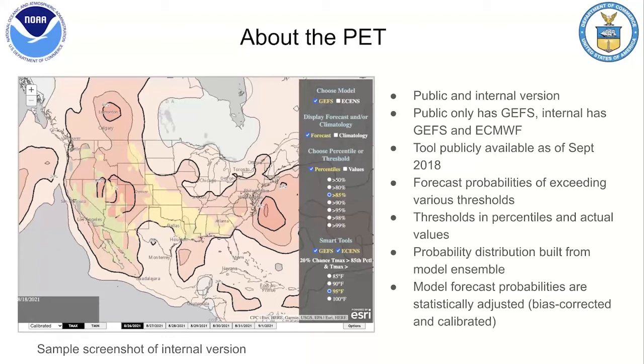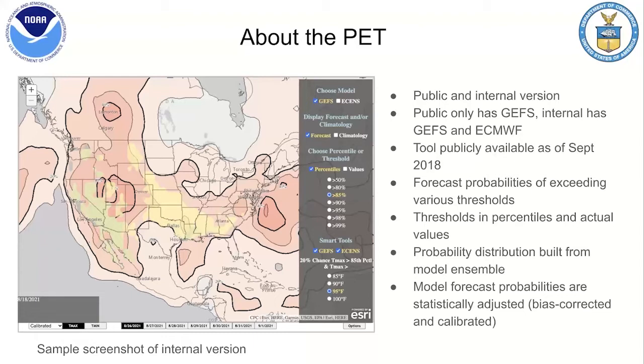It has forecast probabilities of exceeding various thresholds. The nice thing about this is it has thresholds in both percentile space as well as the actual values themselves. The probability distributions that you see with the forecast probability shown are built from a model ensemble, so in the public version that would be the GEFS. Also, as I mentioned before, the forecast probabilities are statistically adjusted or post-processed, creating more reliable probabilities.